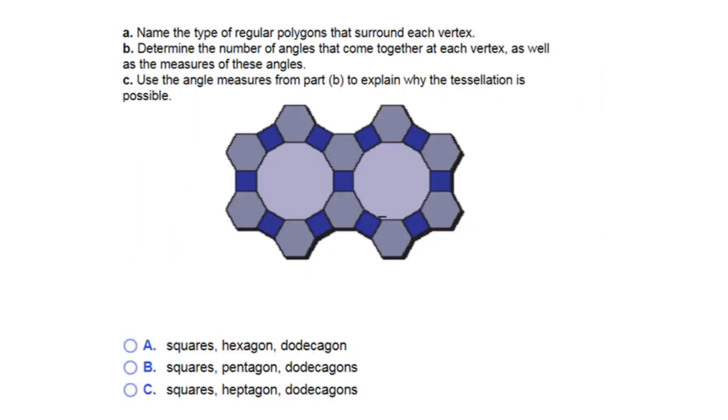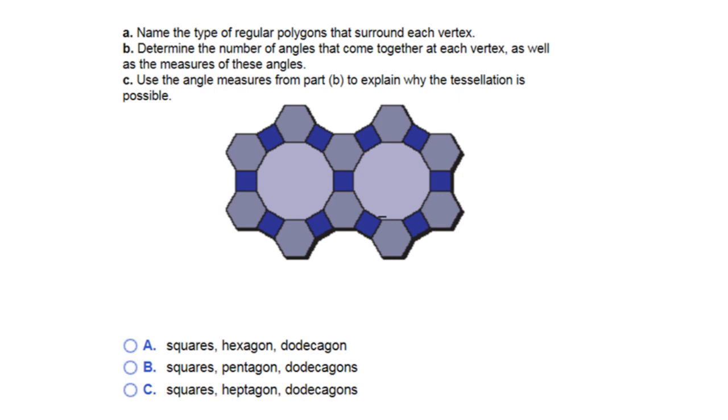All right, so pay particular attention to this problem. You will see something similar to this again on my math lab, and it has a few parts to it. Part A says, name the type of regular polygons that surround each vertex. B, determine the number of angles that come together at each vertex, as well as the measure of those angles. C, use the angle measure from part B to explain why the tessellation is possible.